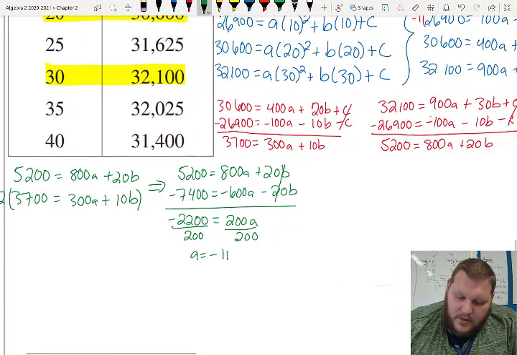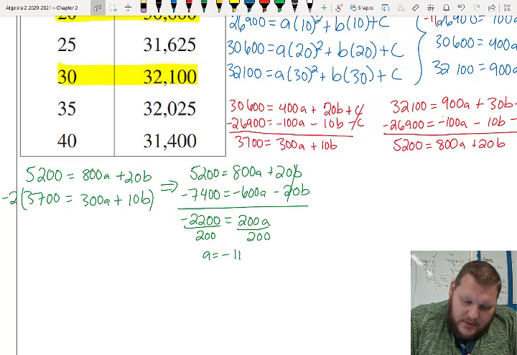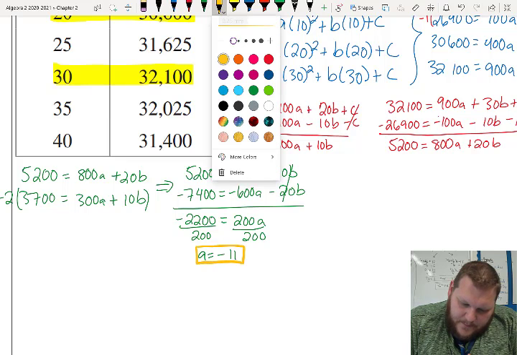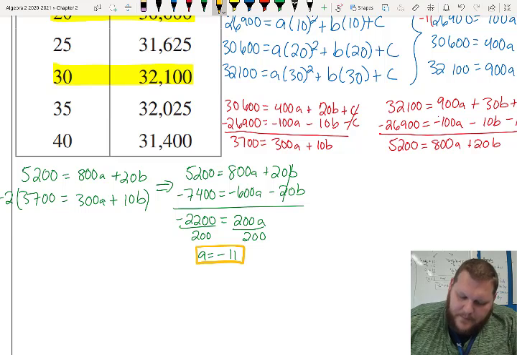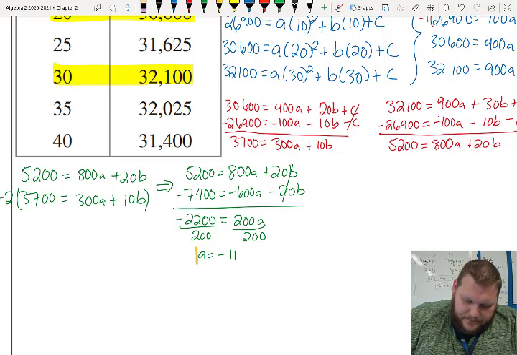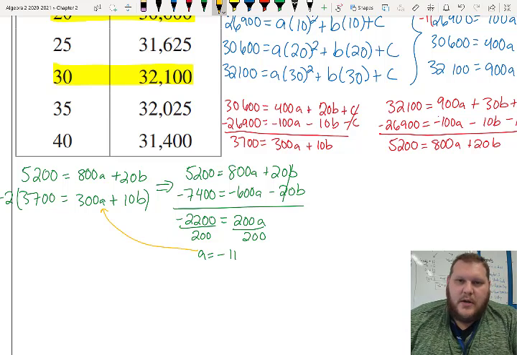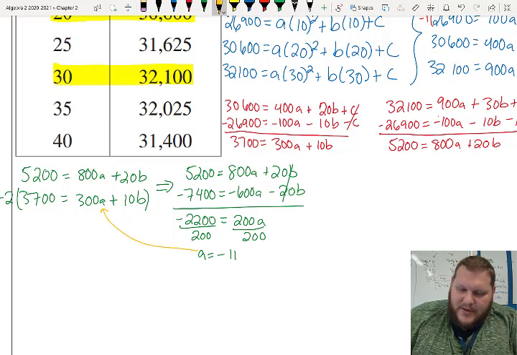So if I go to one of the two equations right above for my two-variable system to solve for my B value, I'm going to choose the simpler one, and let's use this yellow here. Hopefully it shows up okay on video. So we got our A value. We want to plug this in for A right here. I'm going to use the 3700 equals 300A plus 10B. It's the simplest one we have.